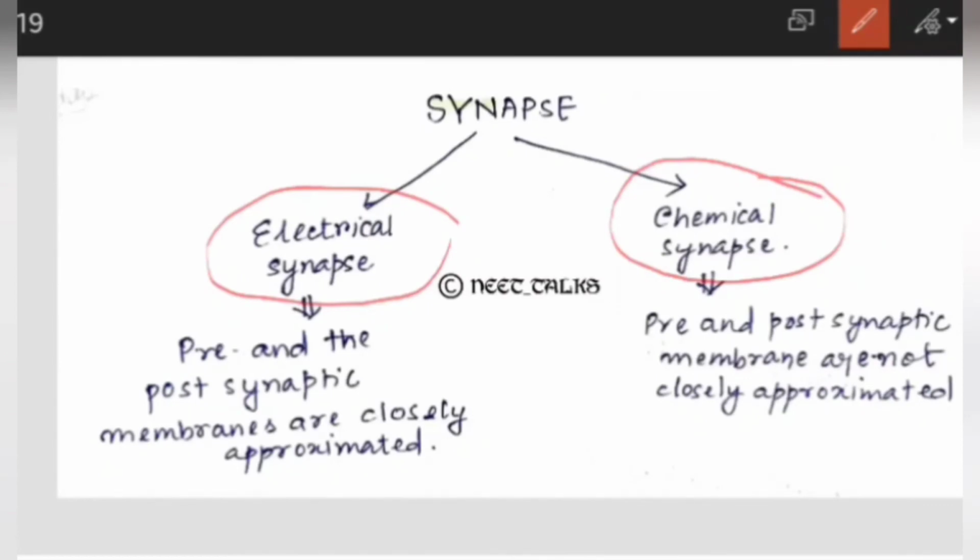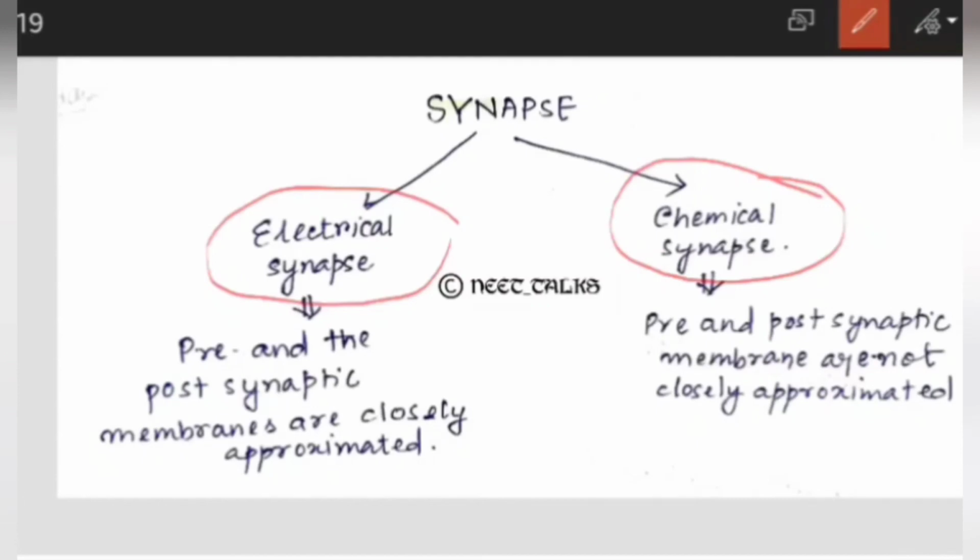So we can understand this. The electrical synapse is a faster process. So where should it be present? It should be present in the most advanced part of the human neural system, that is the cerebral cortex. And the chemical synapse is basically present in the peripheral nervous system and also some parts of the central nervous system. Okay, so we are done with the synapse.